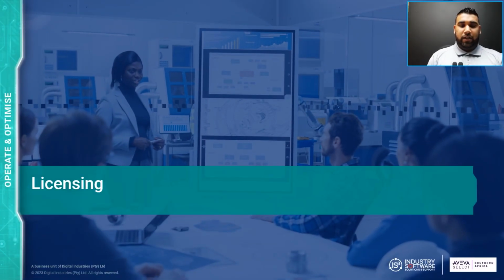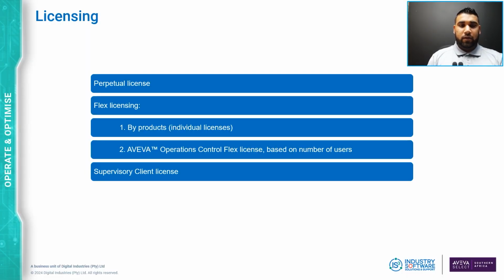Let's look at licensing. Perpetual licensing offers permanent licenses with no expiration date. A perpetual license applies to a specific purchased software version. Flex licensing offers subscription-based licenses that are renewed for a specific term, and the license is for credits redeemable to access a wide range of software based on the needs at the time.